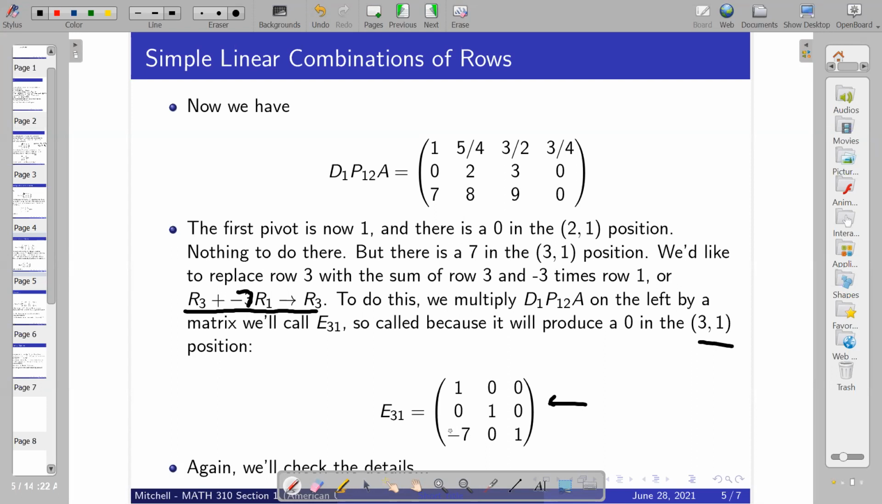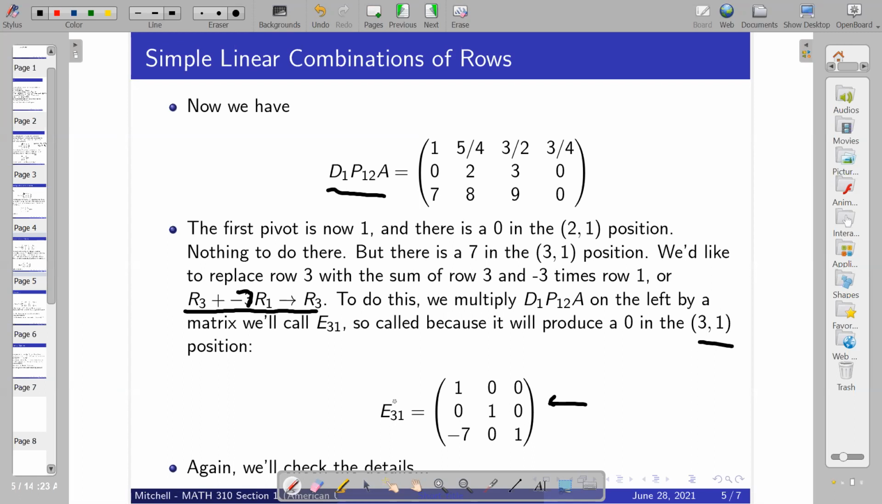That -7 corresponds to the action of multiplying the first row by -7 and adding it onto the third row. So what should occur here is if you take E31 and multiply this matrix right here on the left by E31, you're going to produce a 0 in that position, though of course other things will also change. Multiplying this guy on the left by E31 represents another elementary row operation.